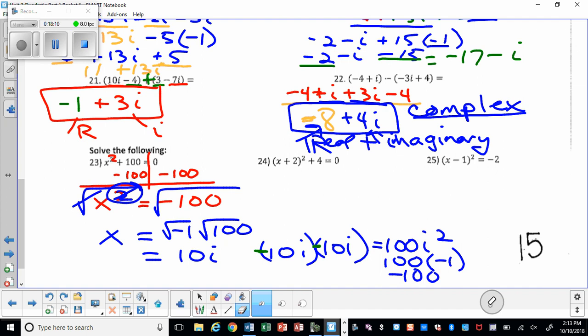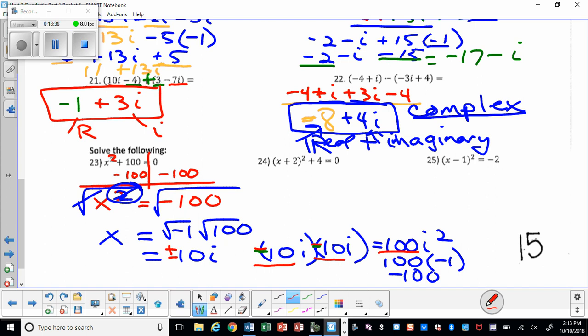Because a negative times a negative is a positive 100, right? If I have negative 10 times negative 10, that's a positive 100. But I still have i times i to get the i squared, and I end up with negative 100. So I'm going to have plus or minus 10i.